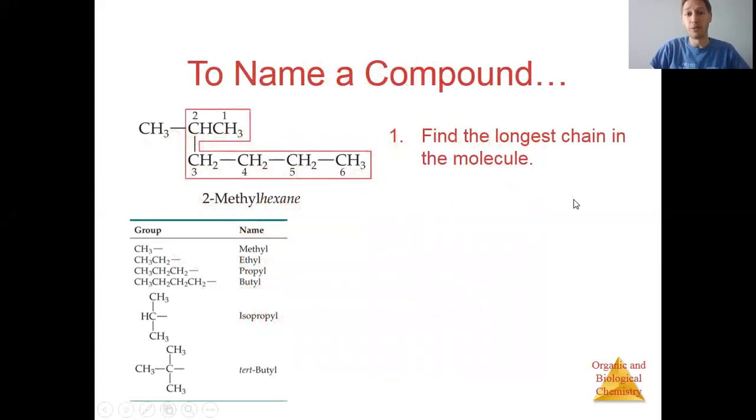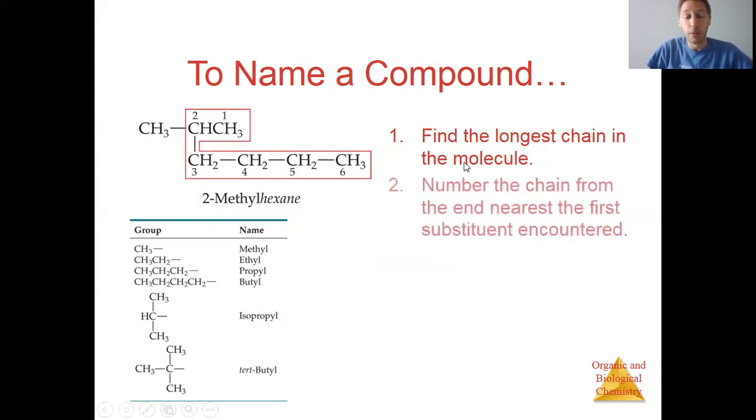So again, just more examples, naming some compounds. Here we have it drawn out for us. We're going to find the longest chain in the molecule. It doesn't matter whether we went here to there or here to there, but the way it's drawn out, we have 1, 2, 3, 4, 5, 6. That's the longest chain. Now we're going to number the chain, making sure we use the lowest number possible.